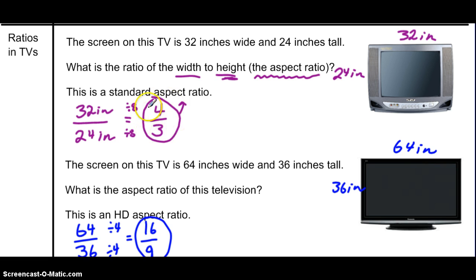So any TV that simplifies or falls into this ratio has this 4/3 or standard aspect ratio. For example, another kind of TV that would have this aspect ratio might be one that's 4 inches wide by 3 inches tall, or something that could be 8 inches wide by 6 inches tall, or even 12 inches wide by 9 inches tall. They all have this 4/3 aspect ratio.